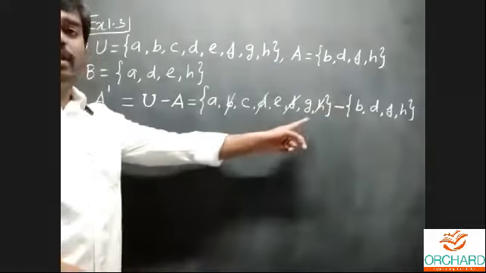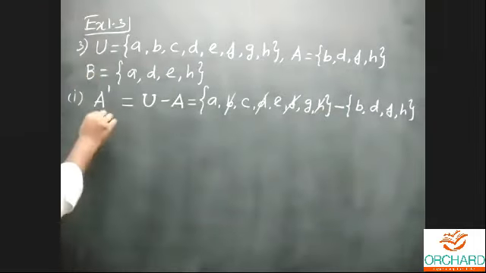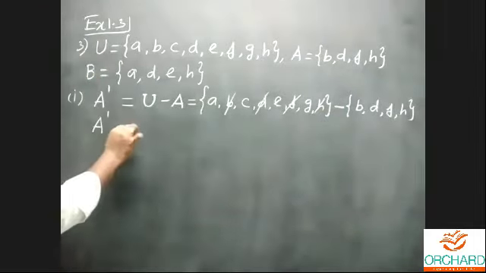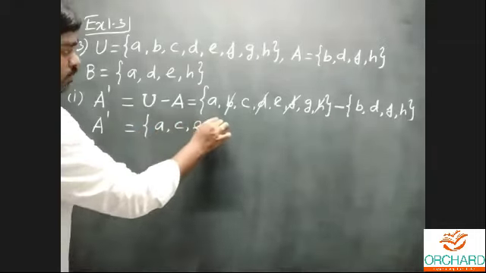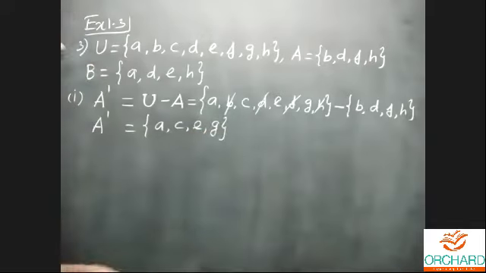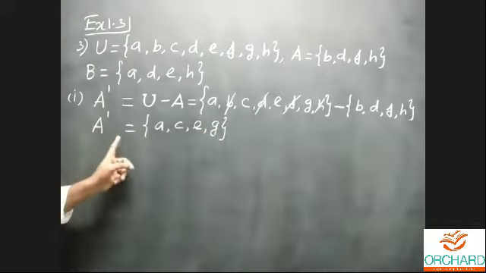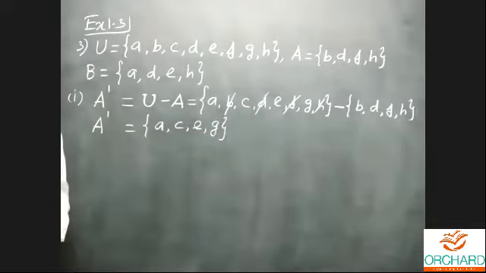What is the balance element? This is your A dash. A dash is equal to A, C, E, G. This is the set of elements of the complement of set A. What does the complement of set A mean? Universal set, difference A.